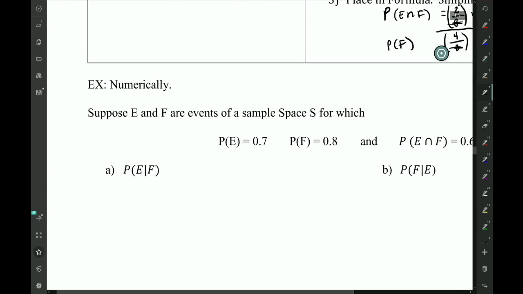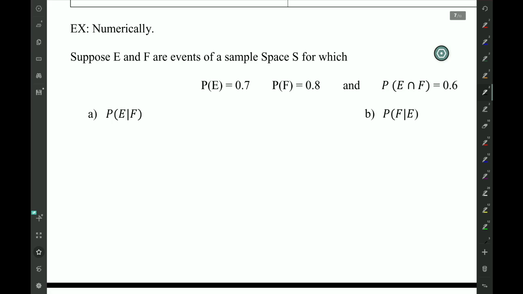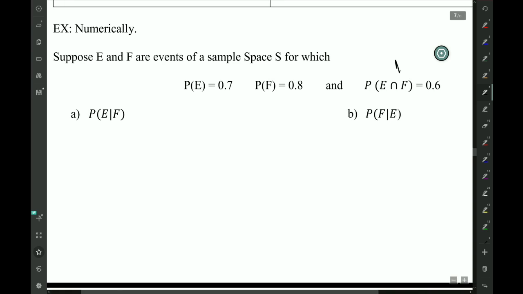Let's look here. Suppose E and F are events of a sample space S, from which the probability of E is 0.7, F is 0.8, and they tell you the probability of the intersection. Find E given F. Well, using the formula, that means the intersection is up top. Well, that's 0.6. F is down below. Well, that's 0.8. 0.6 over 0.8. Let me get my calculator.